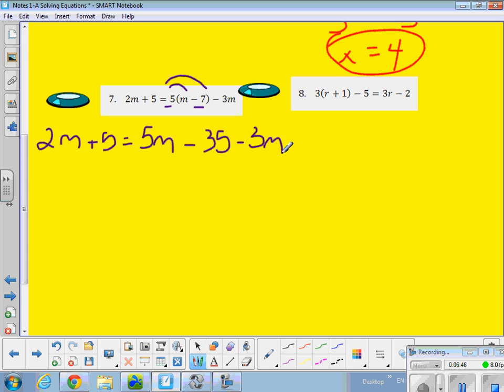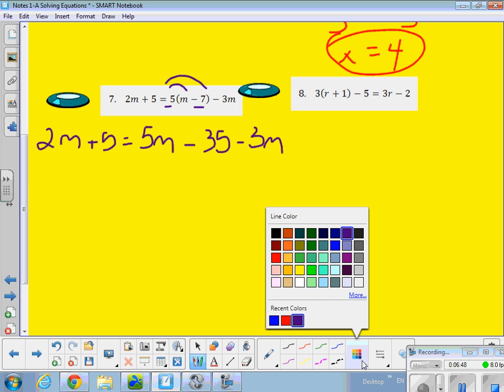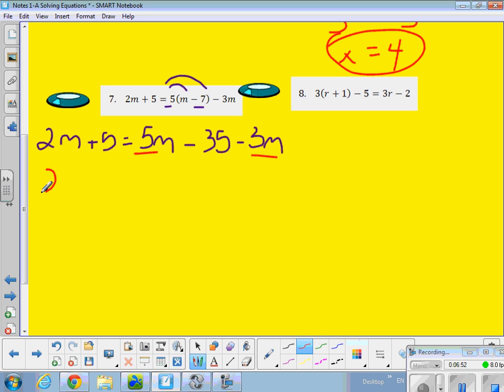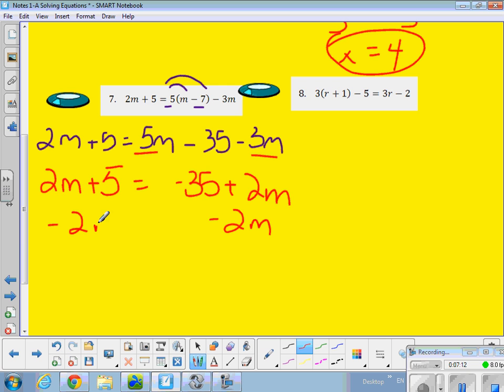So now I still have to do a little bit more simplifying on that side. I'm not quite there yet. I need to combine these two. So then I have 2m plus 5 is equal to -35 plus 2m. Okay, so the next thing I'm going to do is subtract 2m from both sides. What I notice here is that these guys are going to cancel out. And then I have 5 is equal to -35.